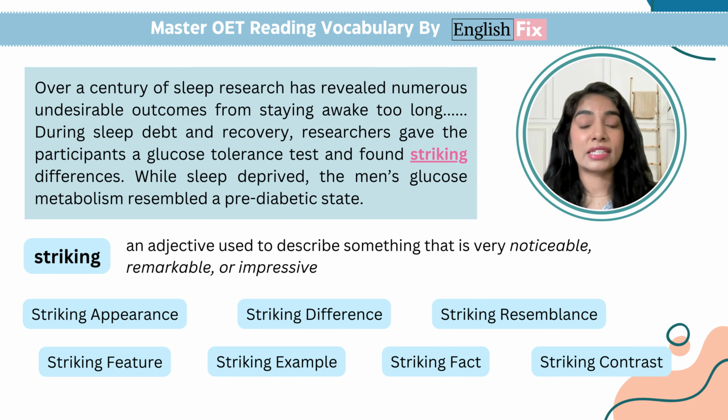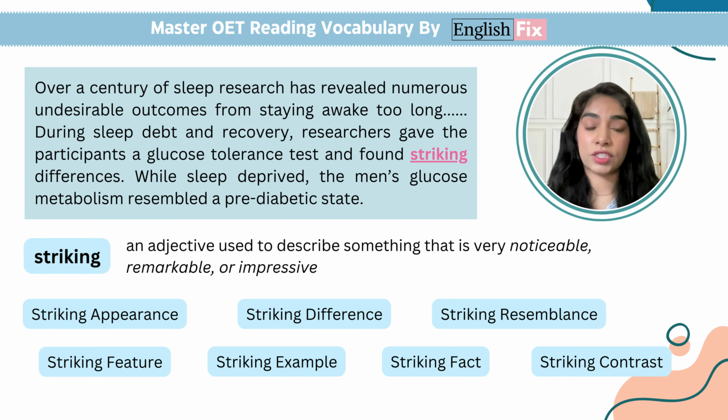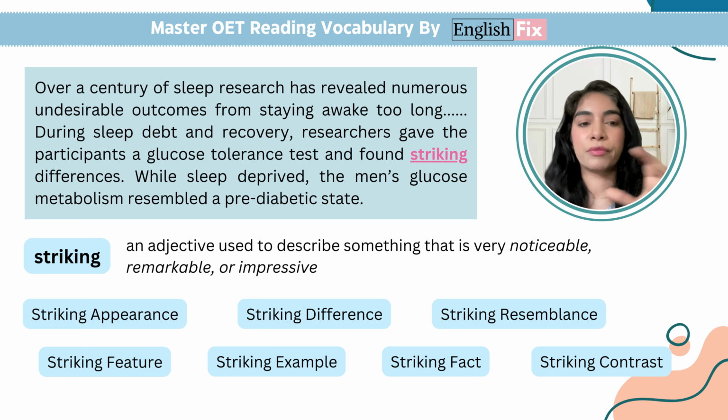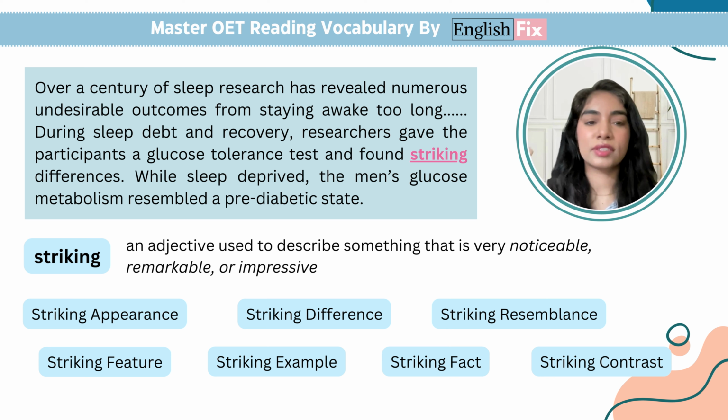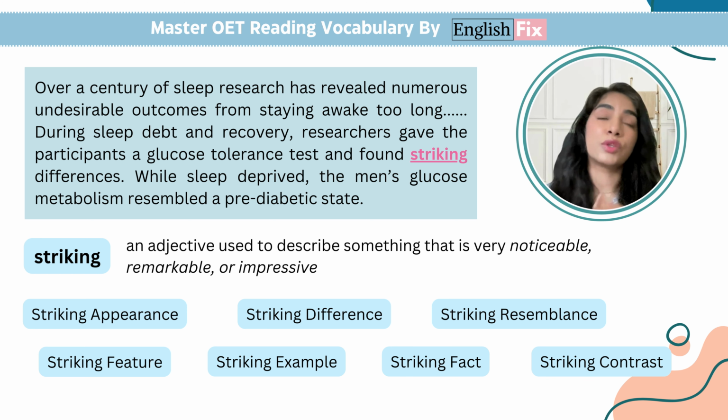The word striking is actually an adjective, and we use this adjective when we want to show or describe something that is very noticeable, that is remarkable or impressive. So I'm just saying synonyms now of the word striking. Striking simply means that, oh, it's something that you should notice. It's not ordinary and it has to grab your attention here. This particular word is used quite a lot in your reading paragraphs.